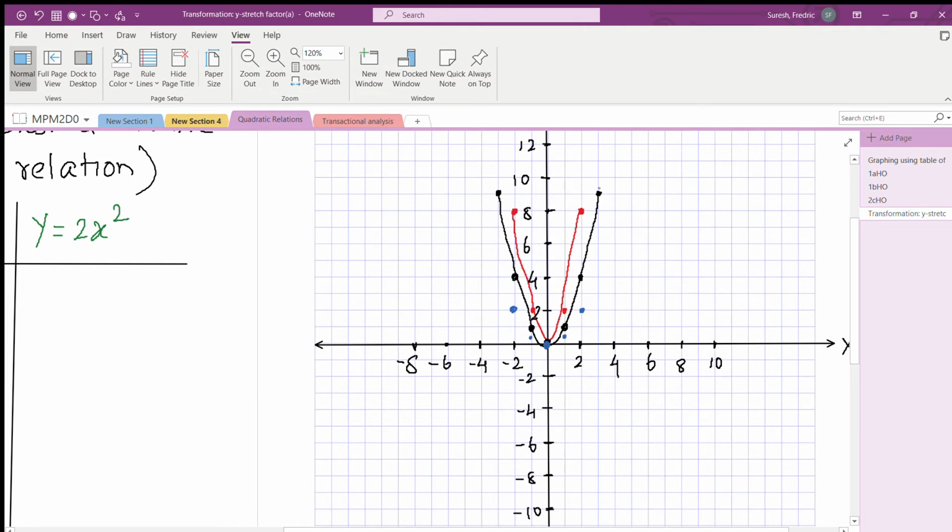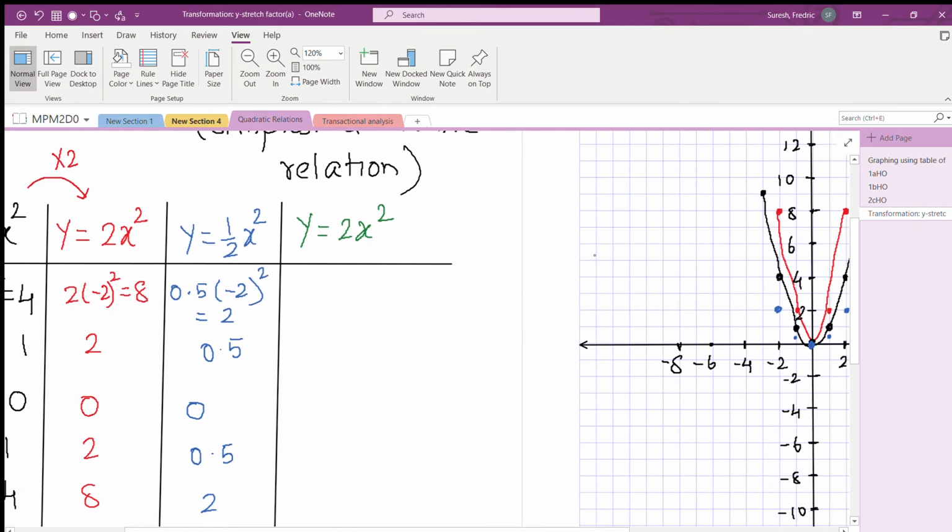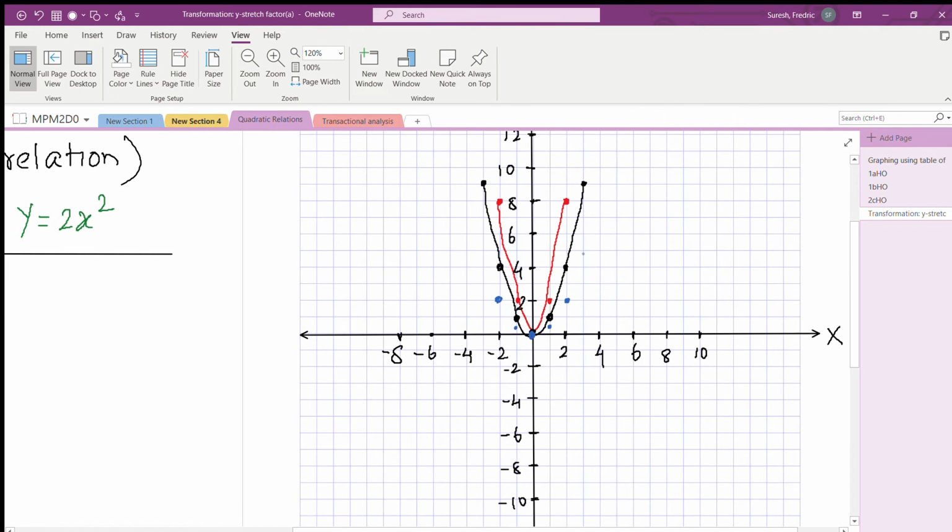And lastly, the y value here is 3, 9, and now it becomes 3, 4.5, a half of it. So count that properly, and that is 4.5. And because of symmetry, you can go straight to the other side, and you have that. And you have now a graph that's kind of looking fatter.